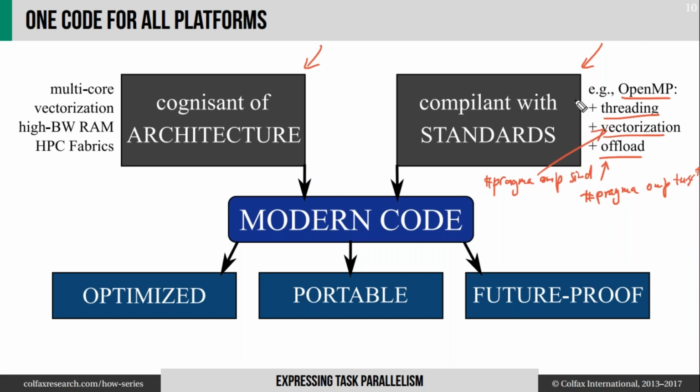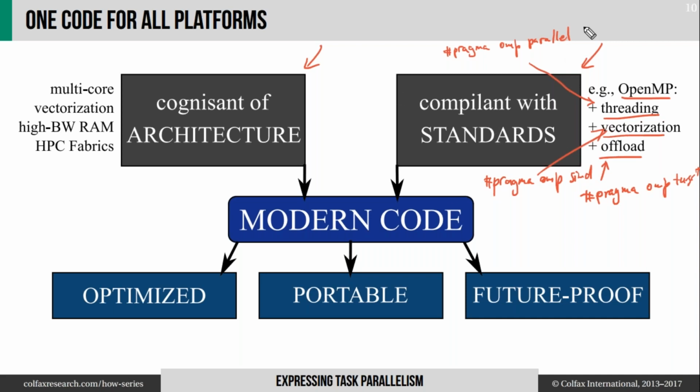Today, we are finally getting to the functionality that OpenMP started with, and that functionality is multi-threading. And we will study the construct pragma omp parallel and see how it translates to the multi-core architecture and to task parallelism.